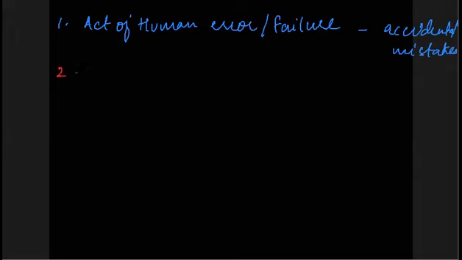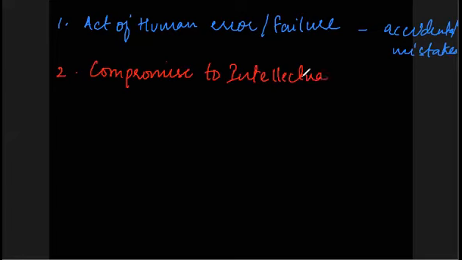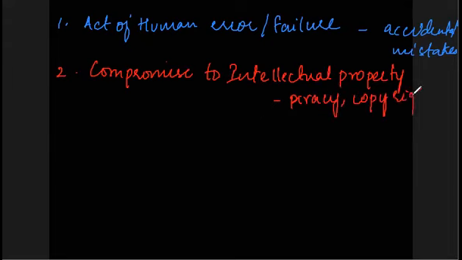The next threat that we studied was compromise to intellectual property. In this, any ideas that were originally made by a specific organization, anyone is stealing those ideas, or that is piracy or copyright infringements. That is one type of threat that we studied.